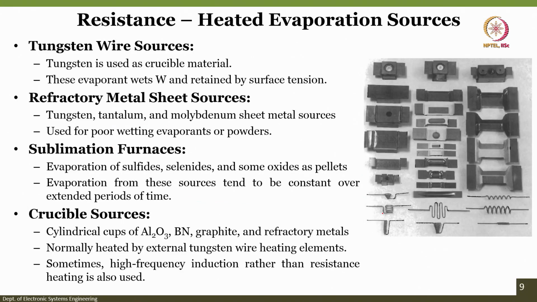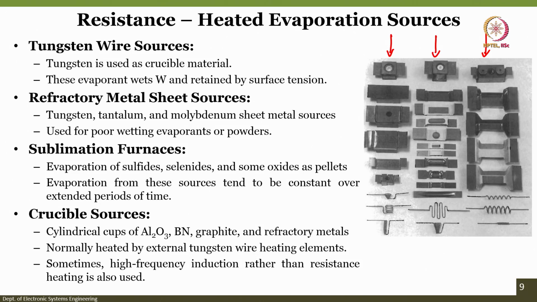Like I said, the higher the mean free path, the better the chances of uniform deposition. The next question that comes to our mind is, what are the different kinds of evaporation sources? Now, I have shown it to you in the schematic, but there are way more than what I have shown. These are all evaporation sources. You start with the tungsten wire sources. Tungsten is used as a crucible material. This evaporant wets tungsten and is retained by surface tension.